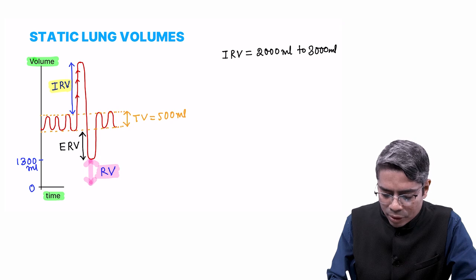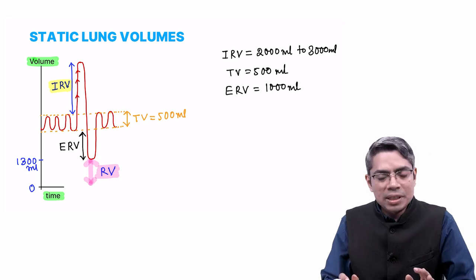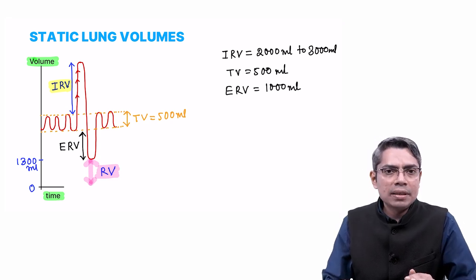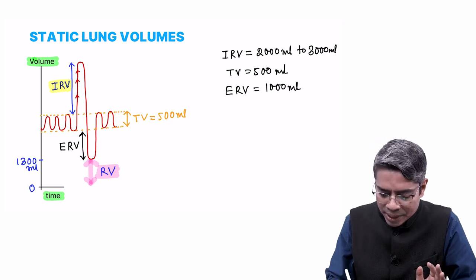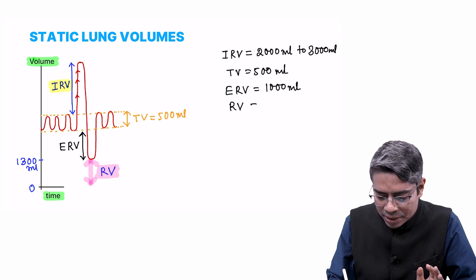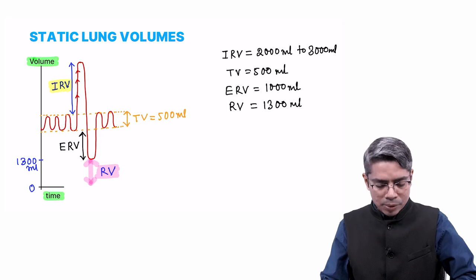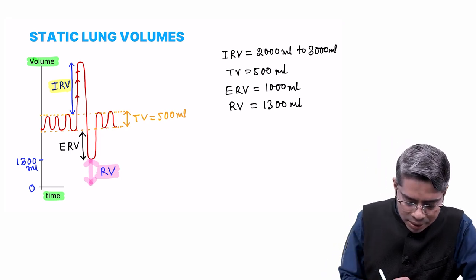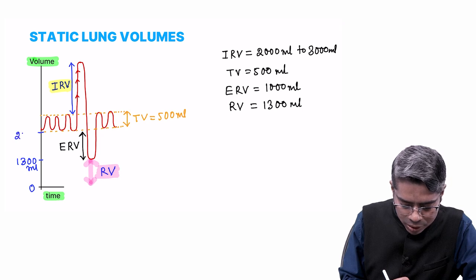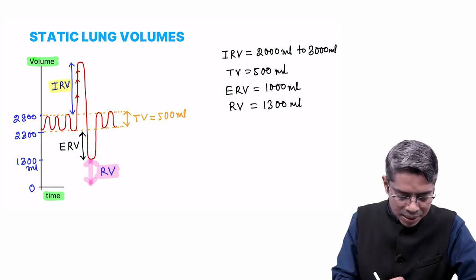Then tidal volume we have already discussed, that is 500 ml. Expiratory reserve volume is 1000 ml. Some books are saying 1000 ml, but some of the books are saying that it is 1200 ml, right? And residual volume is generally 1300 ml, right? 1300 ml means if you look at the scale on the y axis, then you will find that this is 2300 ml. This will be 2800 ml because tidal volume has been added up here.